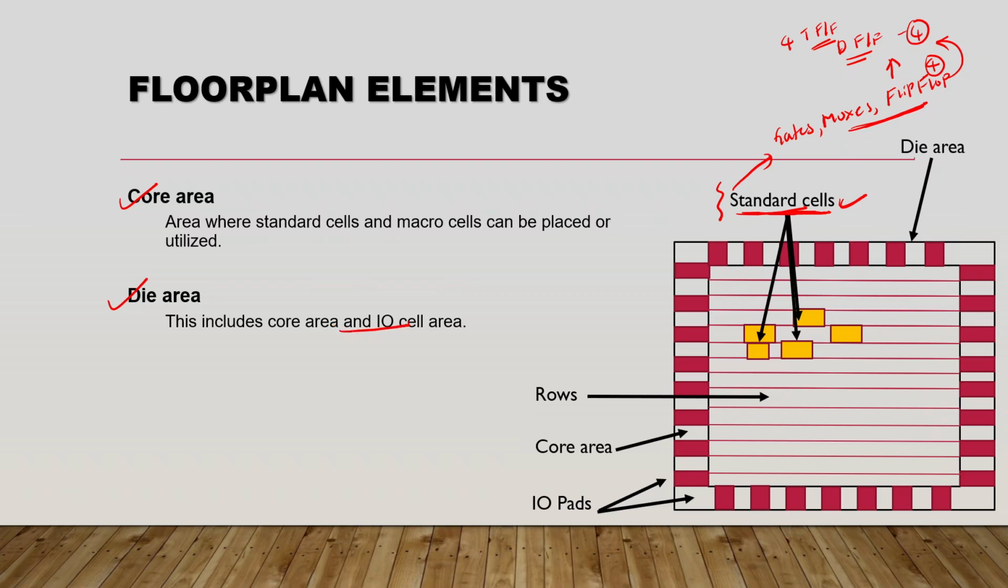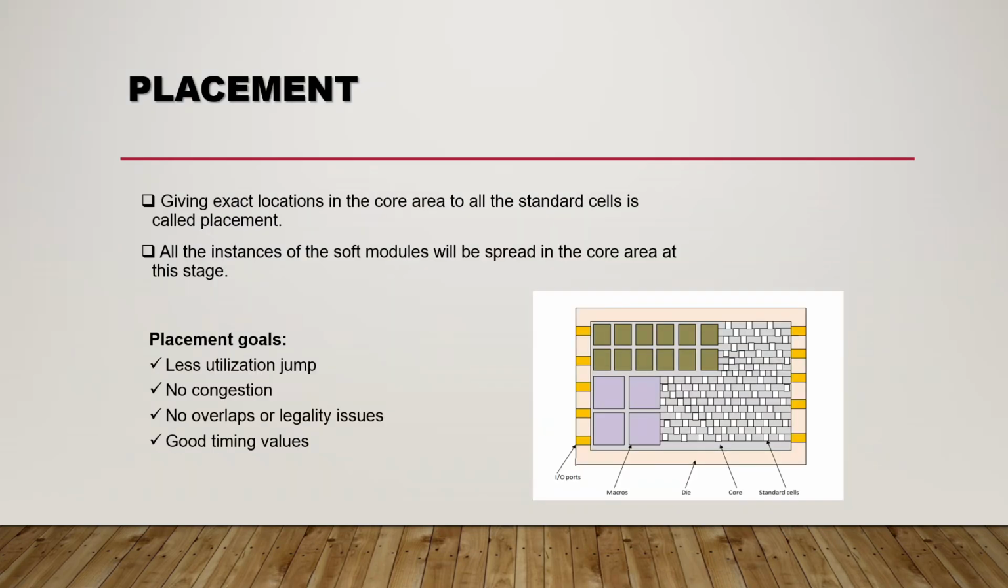Next, placement, you need to place at the exact location. Suppose these are IOs, these are macros. This is the die where I need to keep these modules. This is nothing but placement. Giving the exact location in core area to a standard cell is called placement. This is the definition of placement.